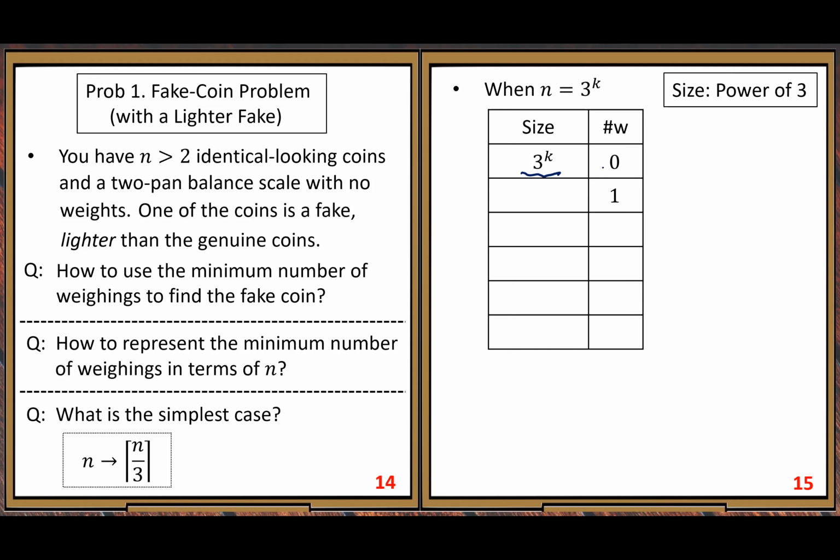Divided by 3, right? Original n divided by 3 gives 3 to the k minus 1, because this number is divided by 3. So the exponent becomes k minus 1, reduced by 1. Second weighing, another division by 3, right? Let's do another division by 3. How about that?